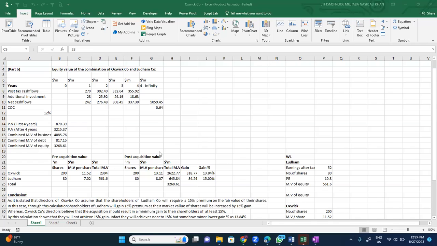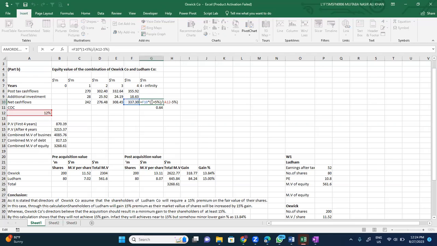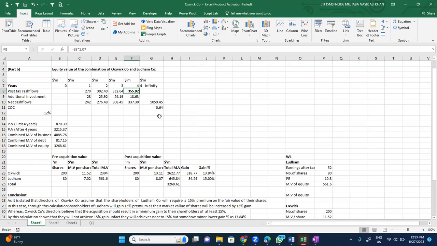Okay, guys, I have got the answer: post-tax 12%. Okay, you have made this mistake. You have used this cash flow, but you should be using this cash flow. I think that's a mistake. First, for cash flow, present value, excellent.